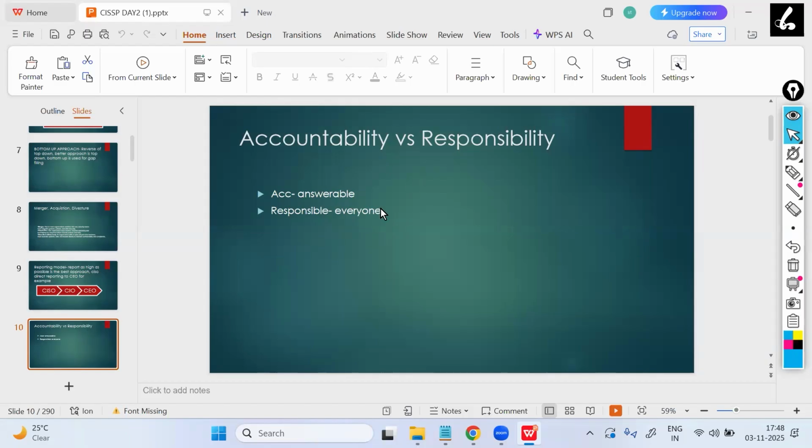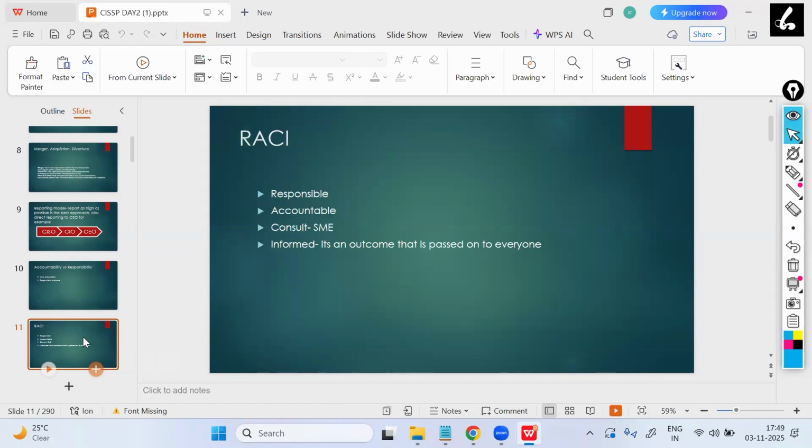But if 10 people are part of a team and two make a mistake, it was everybody's responsibility. But your manager will be the one who is going to face the customer and bear all the heat. So responsibility lies with everybody, but only one person is accountable. That is why management jobs are difficult.